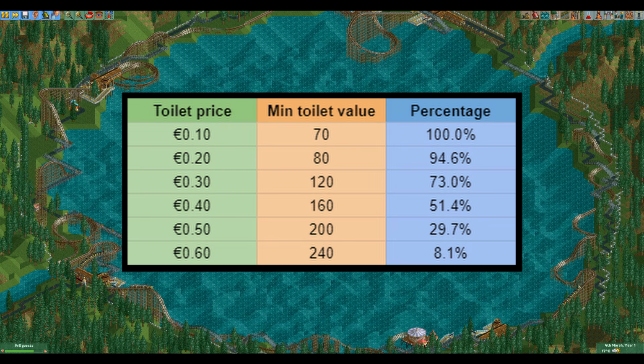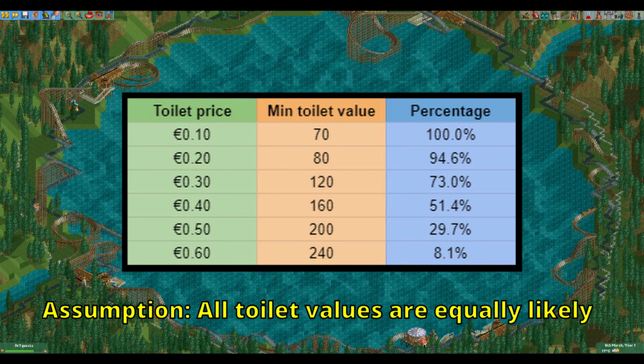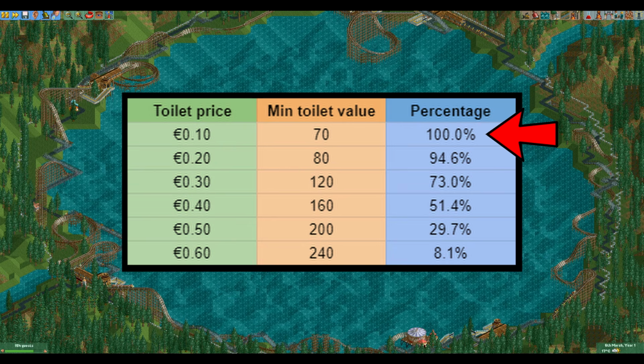Here is a table. In the left column is the toilet price, in the middle column is the minimum toilet value guests need to be willing to pay that price, and in the column on the right is the percentage of guests that will want to pay it. This percentage column is based on the assumption that all toilet values are equally likely. This is probably not true, but it's the best I can do, and I think that the conclusion will be the same. As we've already seen, 100% of the guests will pay 10 cents.